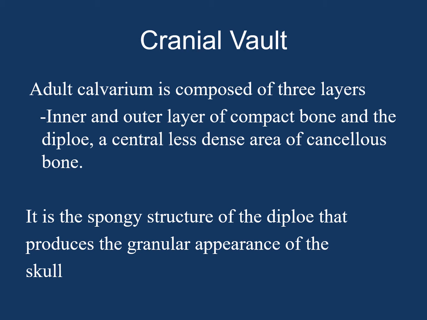The adult calvarium is composed of three layers: the inner and outer layer of compact bone and the diploe. The diploe is a less dense area of cancellous bone, and it is the spongy structure of the diploe that produces the granular appearance of the skull.